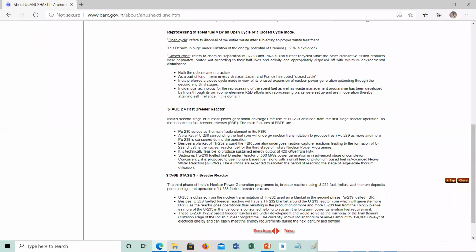In closed loop cycle, the use of uranium will be increased, means whatever waste material is developed is again enriched and again used.